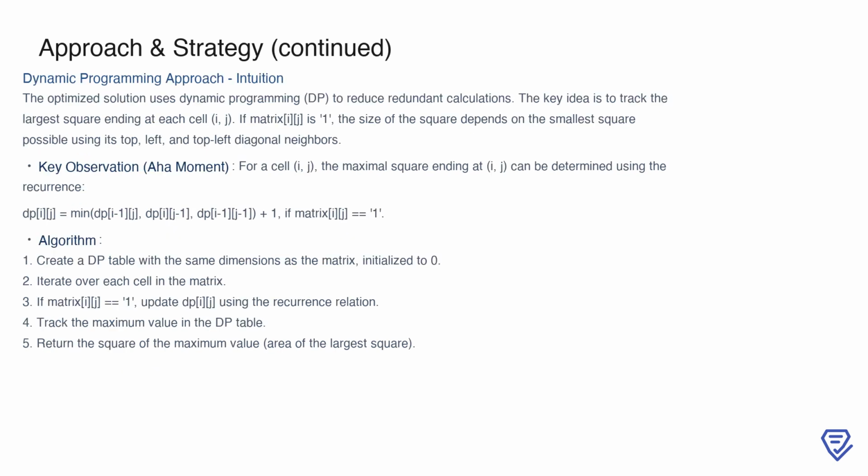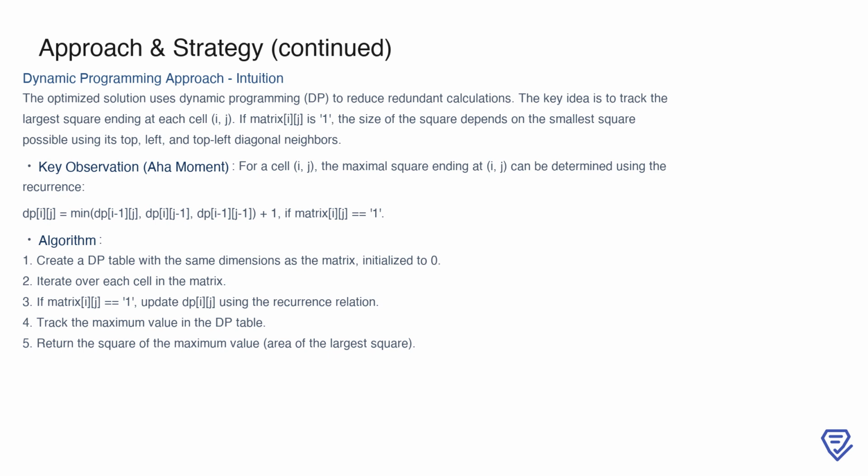Now, a more efficient solution builds on dynamic programming. The key insight here is to track the largest square ending at each cell. If a cell contains 1, the size of the maximal square at that position can be derived from 3 neighbors, the top, left, and top left diagonal cells. Specifically, the size of the square at any cell (i, j) is determined using the recurrence relation, dp[i][j] equals the minimum of the values at dp[i-1][j], dp[i][j-1], and dp[i-1][j-1], plus 1. This ensures that the square is as large as possible while remaining valid.